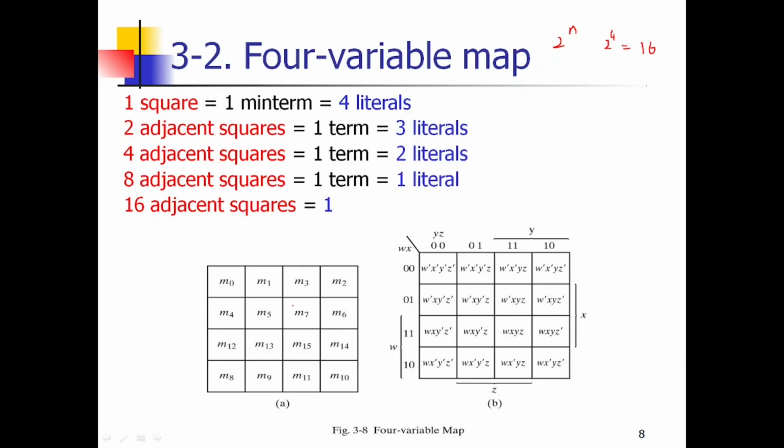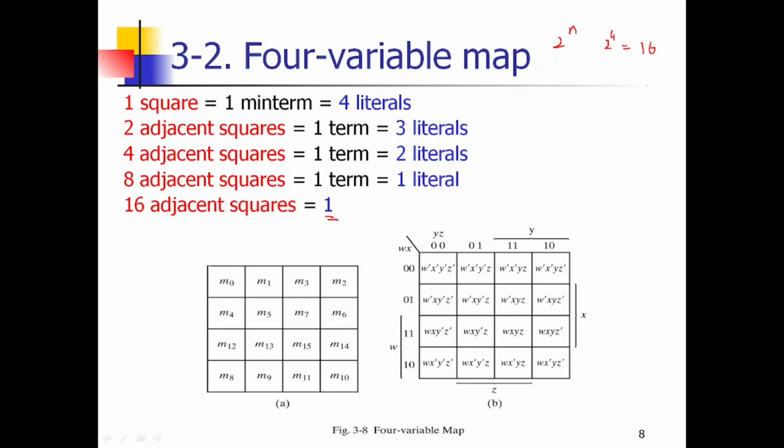So this is the format of the 4 variable K-map. And while simplifying, we have to go with the possibilities of mapping. What is the possibility? First, we have to check with the 16 adjacent cells. If all the squares are plotted with 1, then we can say it is a possibility of 16 adjacent cells. Then if we are having 16 adjacent cells, the answer is 1.